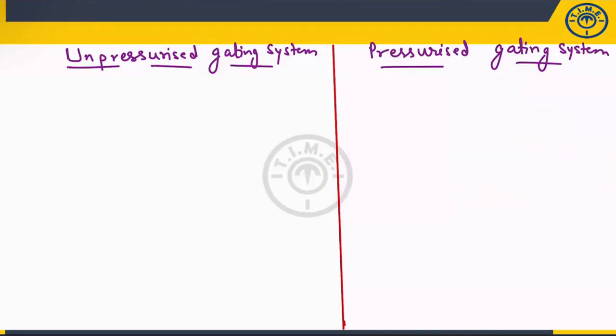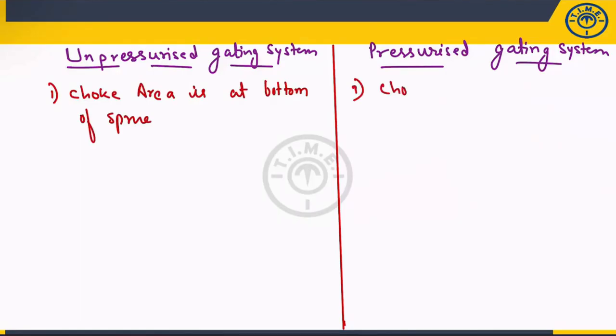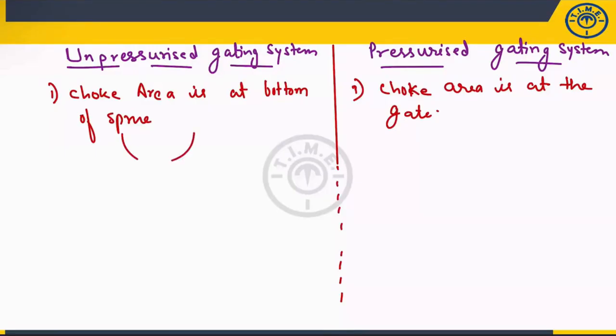So the pressurized gating system and unpressurized gating system: when the choke area is at the bottom of the sprue, then it is called an unpressurized gating system. Pressurized means the choke area is at the gate. Okay, so if you want to understand from this image, now you can see this is the pour-in basin, this is your sprue. So the minimum area you have provided here.